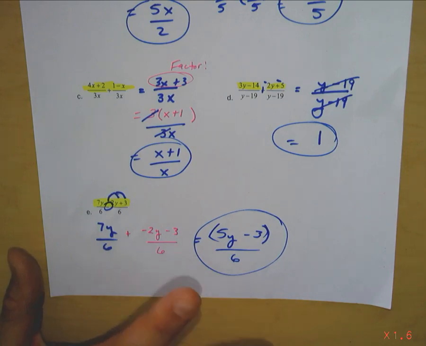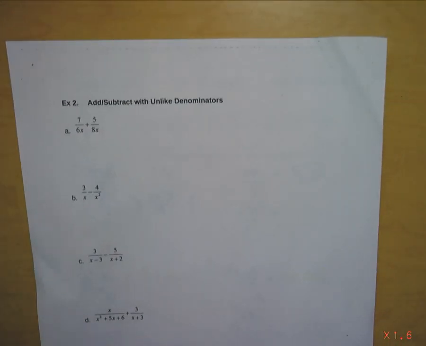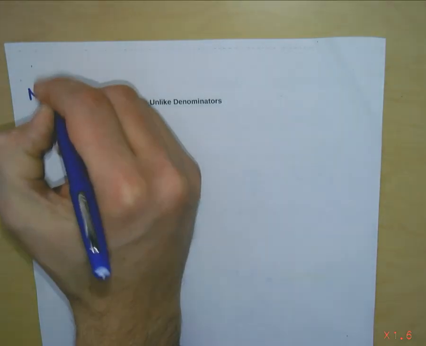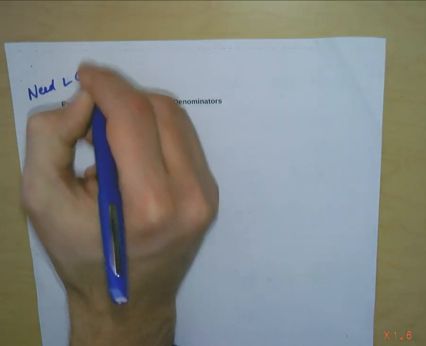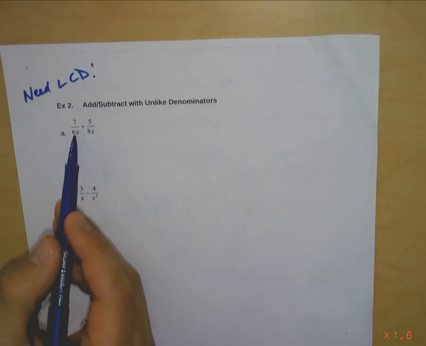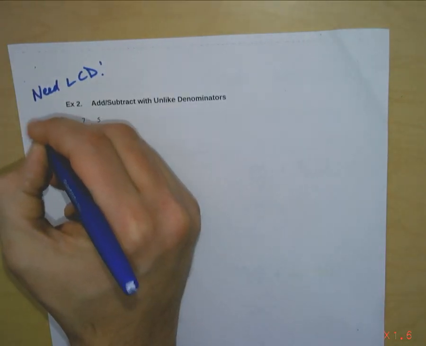What do you say? Goal number 2. How do we do this with unlike denominators? OMG, Mr. G. We need an LCD, a least common denominator. So the first thing I notice is I've got 6x and 8x. So we need an LCD.